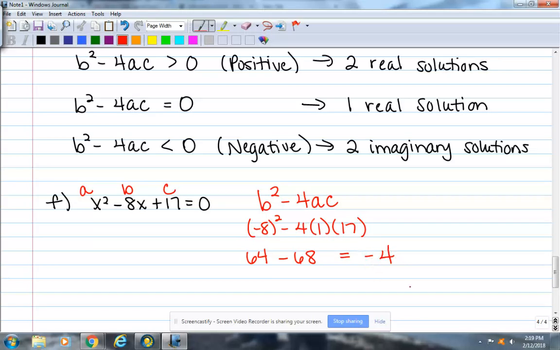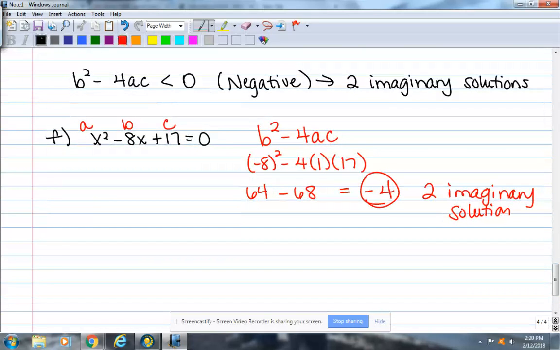Negative 4. So negative 4 is my discriminant. So what kind of solutions am I going to have? We have 2 imaginary. Good. So on these where you're doing the discriminant, I want you to tell me what the discriminant is. That's why I circled negative 4, because that number is the discriminant. And whatever that number is tells me how many solutions we'll have and what kind of solutions they will be. Does that make sense? Yes, ma'am.